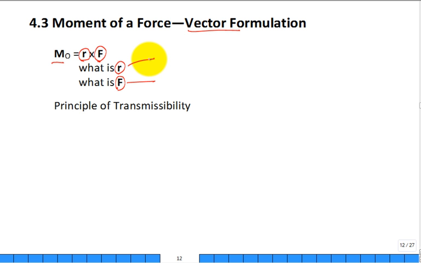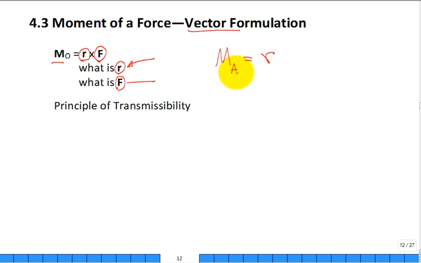It's a displacement vector. It has to be a vector. And it begins and goes from where and goes to where? Goes from the point O. So if I wanted to calculate M sub A, it would be R from point A to some force. Now this is where it gets a little interesting.